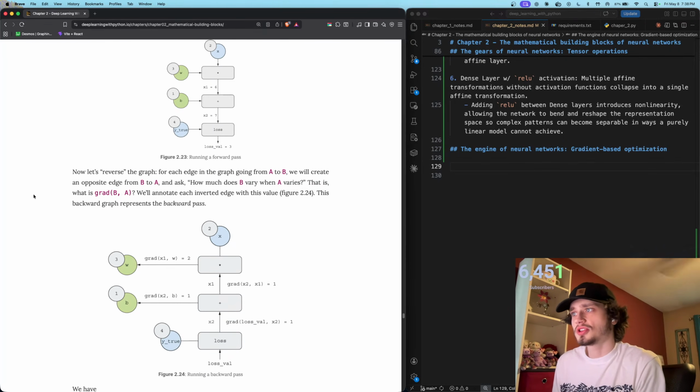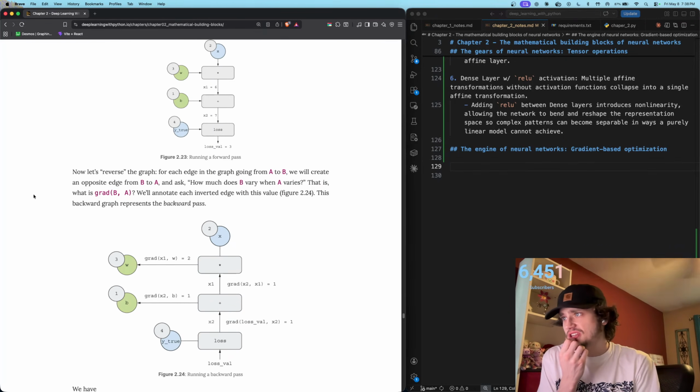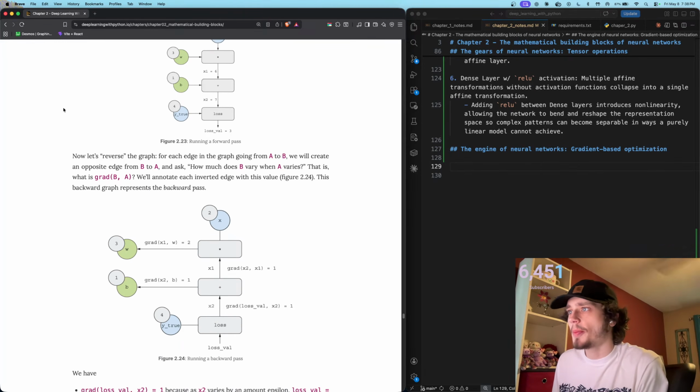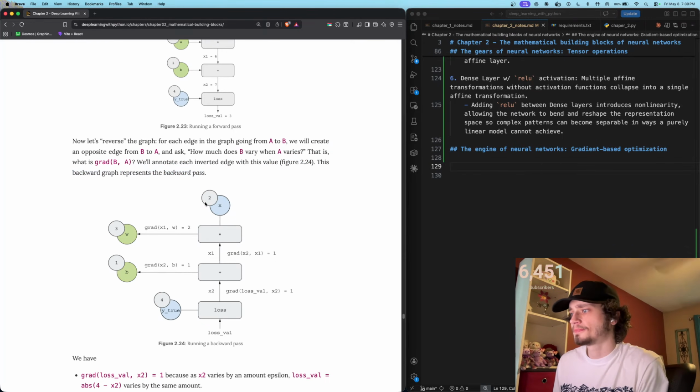Now let's reverse the graph. For each edge in the graph going from A to B, we'll create an opposite edge from B to A and ask, how much does B vary when A varies? That is, what is the gradient of B, A? We'll annotate each inverted edge with this value, figure 224. This backward graph represents the backward pass, right?